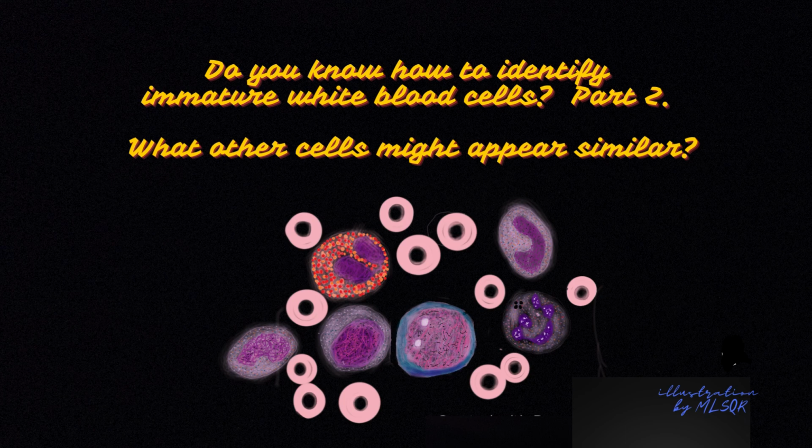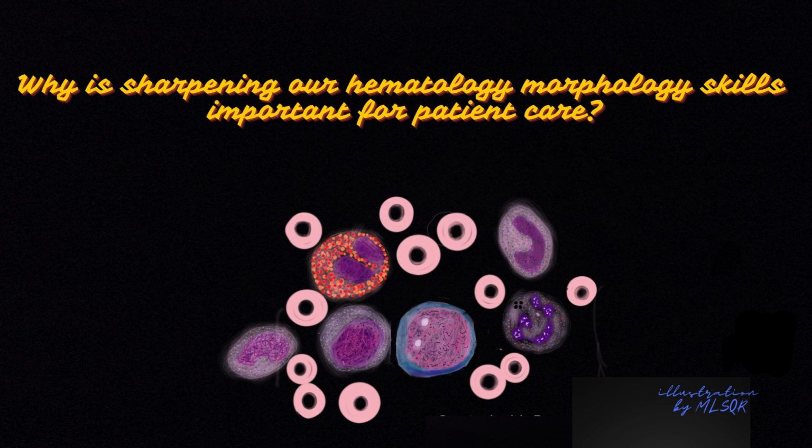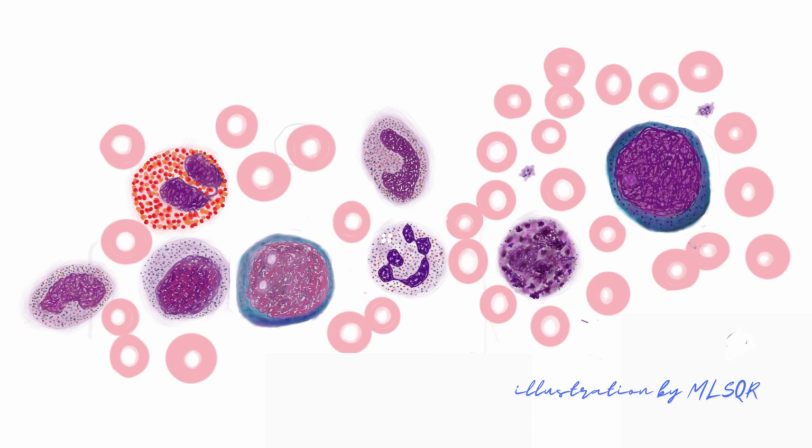Do you know how to identify immature white blood cells? Part 2. And what other cells might appear similar? This has been a perennial challenge in clinical hematology when patient care is at stake. Why is sharpening our hematology morphology skills important for patient care? In our previous video, part 1, we learned about immature myelogenous cells, with emphasis on the promyelocyte.